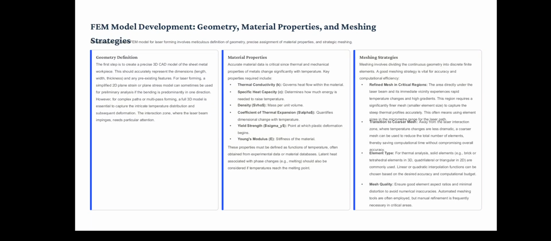Material properties: accurate material data is critical since thermal and mechanical properties of metals change significantly with temperature. Key properties required include thermal conductivity, specific heat capacity, density, coefficient of thermal expansion, yield strength, and Young's modulus. In meshing strategies, use refined mesh in critical regions, element type, and transition to coarser mesh, and mesh quality also.